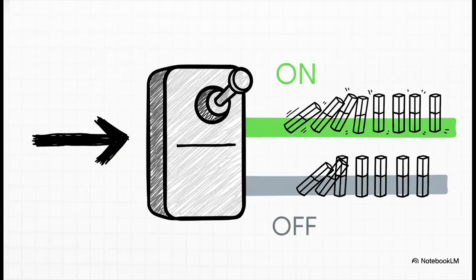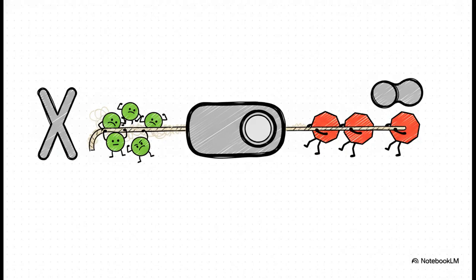Yeah, this master switch is a gene called sex-lethal, or SXL for short. I want you to think of it as the first and most important domino in the entire line. It is the central control point, and whether it gets switched on or stays off, that one decision dictates absolutely everything that follows. But this switch isn't just flipped easily.